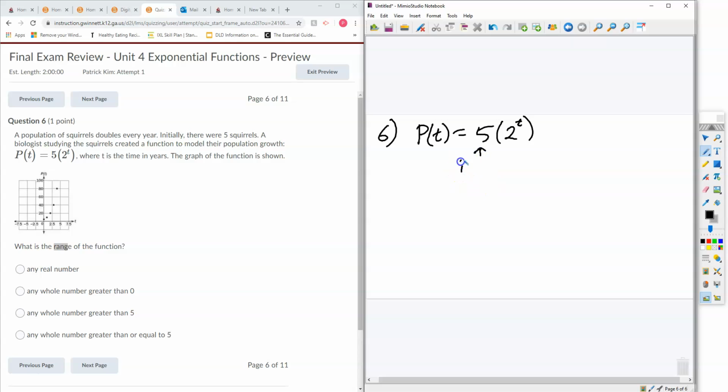Well, remember, we started with 5. So we can't go less than 5, and it doubles each year. So we start with 5, then 10, then 20, then 40, and so on. So these are my range numbers, right? That's the total population. So it can't be any real number. That's positive, negative, and decimal fraction numbers. So it has to be one of these: whole number greater than 0, greater than 5, or greater than or equal to 5. Okay, so you decide which one of these it could possibly be.